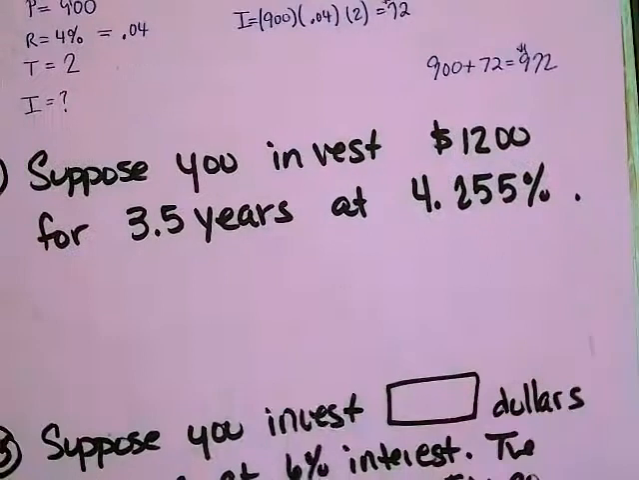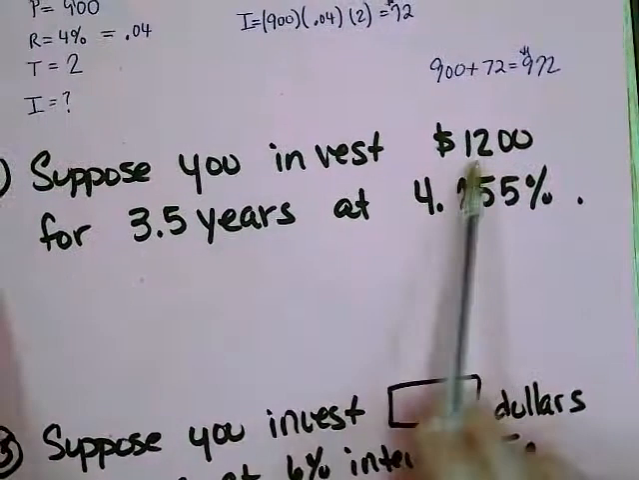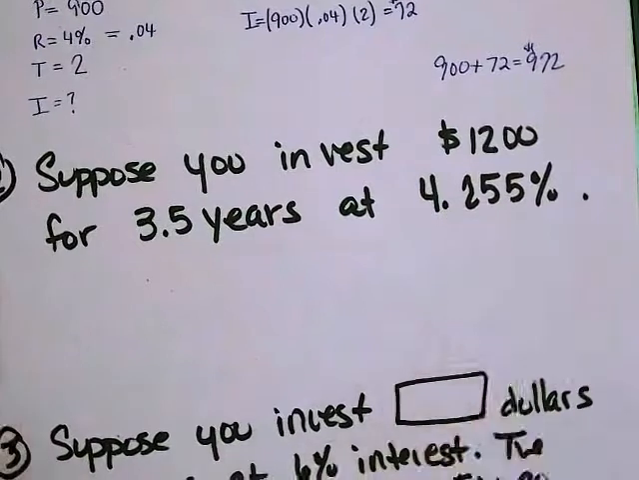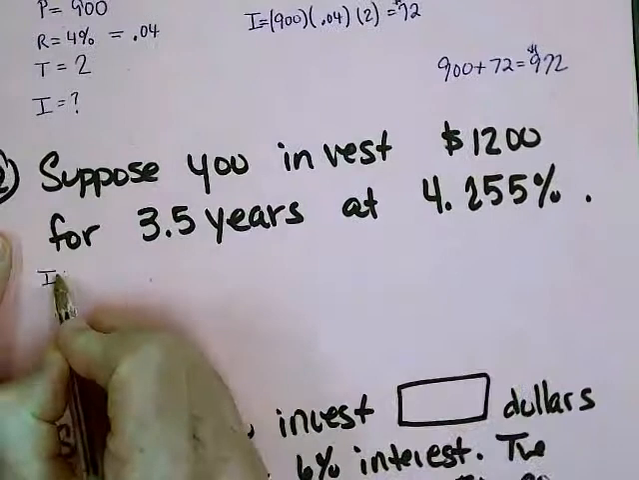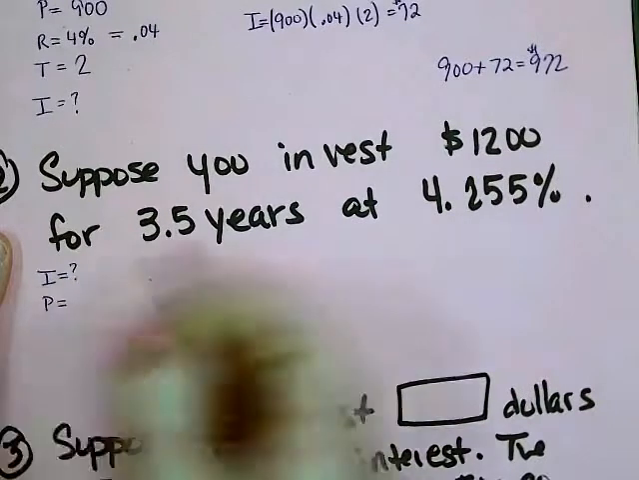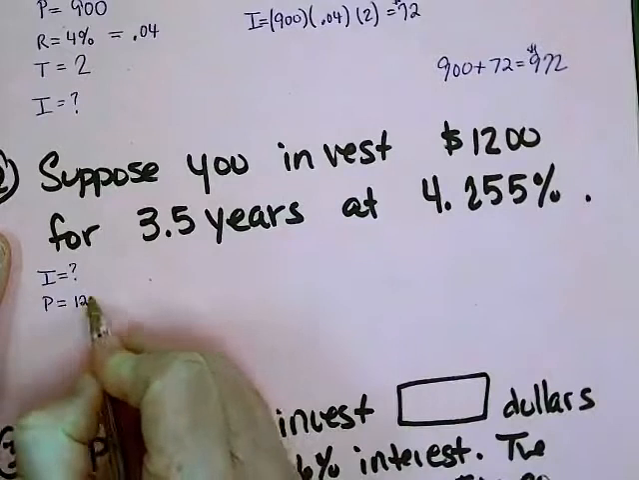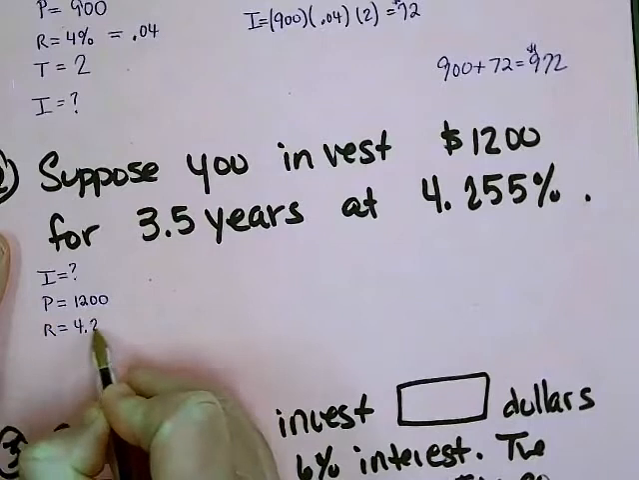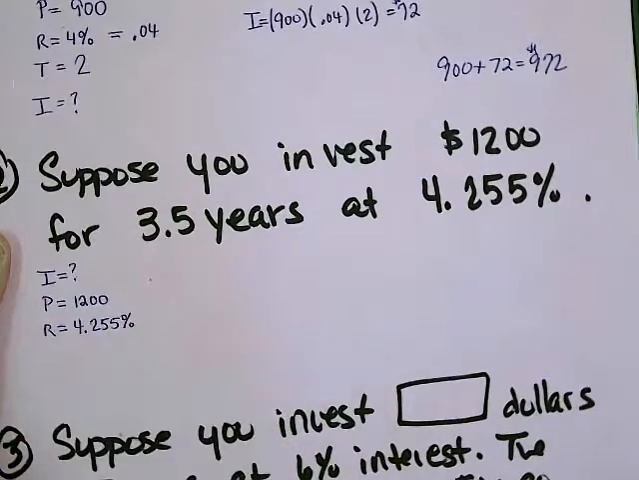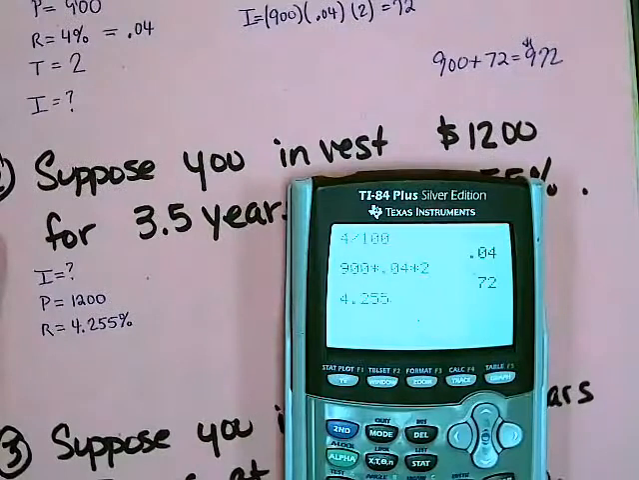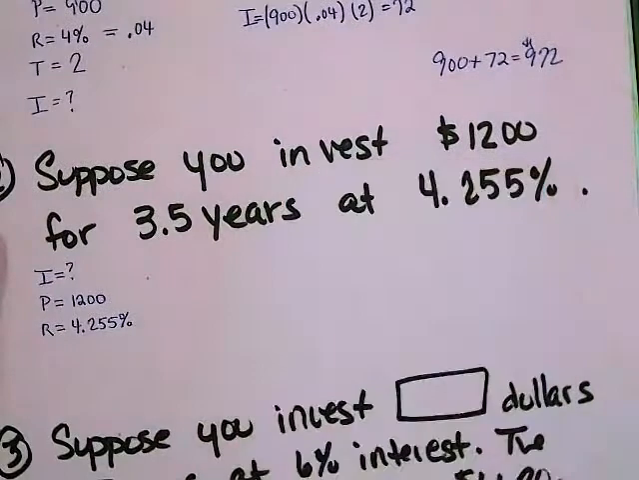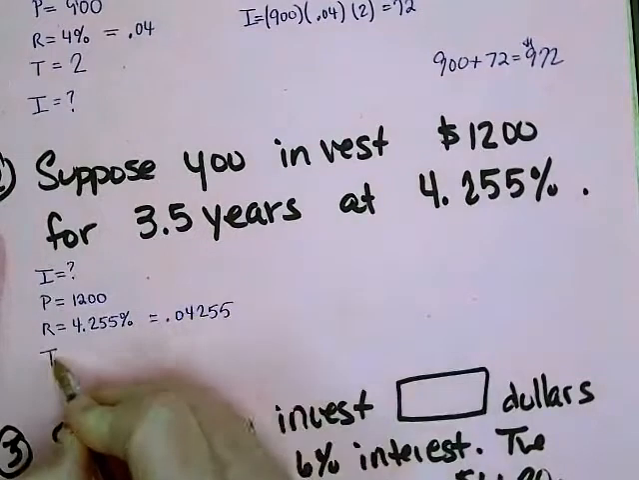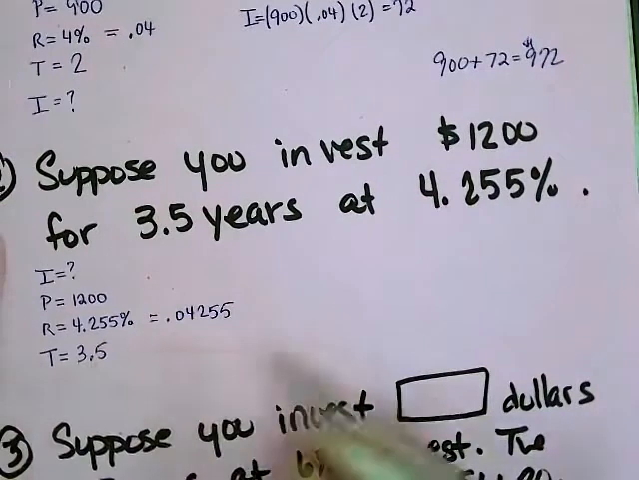Okay, let's look at the next example. Suppose you invest $1,200 for 3.5 years at 4.255%. So let's list what we have. Interest is what I'm looking for. Principal is the amount I've invested. It's $1,200. Rate is 4.255%. I'm going to divide that by 100. It's going to move the decimal 2 places, and it's going to be 0.04255. T is time, and this time it is 3.5 years.